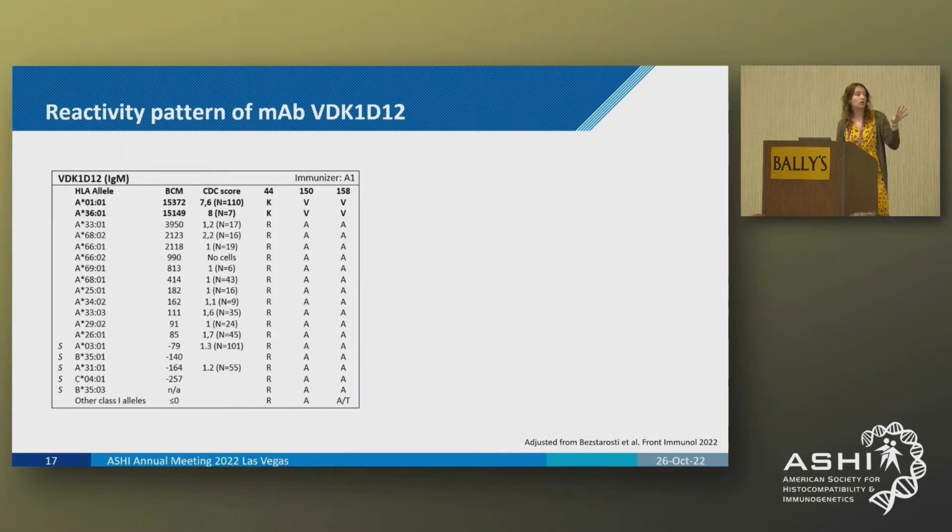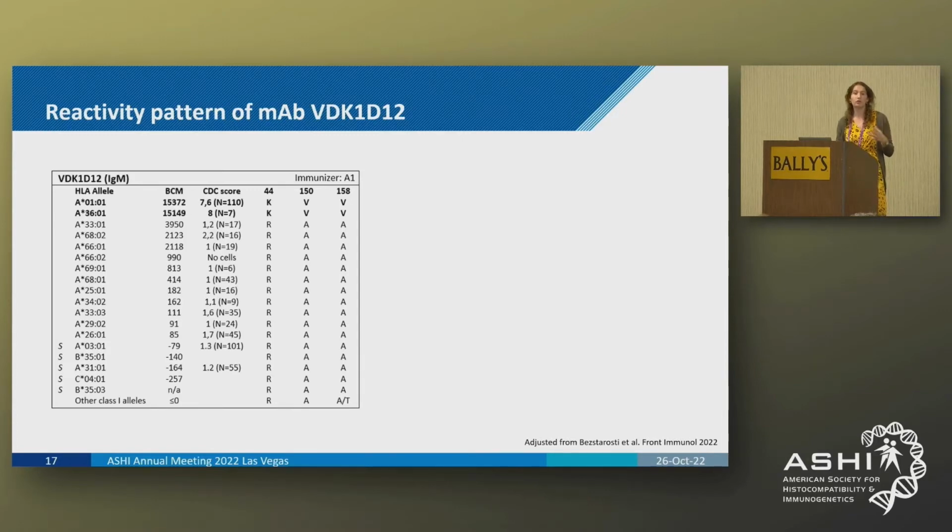So here we see the whole single antigen bead data of this monoclonal antibody. We see that the A1 and the A36 alleles are positive. There were also some alleles that have a bit lower reactivity in the single antigen bead assay, and we thought that this was not really a positive outcome.